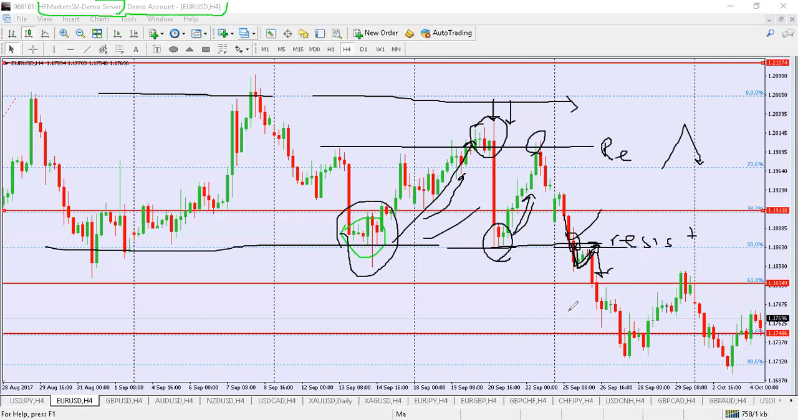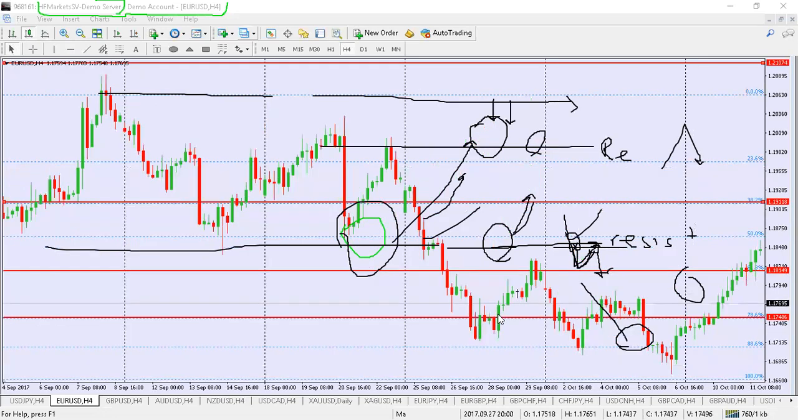Then the next one, this was now the next point that we had here. You could have traded this, but in case you don't like the formation here, you can wait for another one. And we had another opportunity here. You get me? So that's how you use Fibonacci tools.